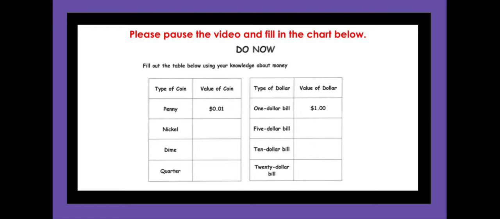A penny is worth 1 cent. So we put a dollar sign with a zero, a decimal point, and a 0 and a 1 to represent 1 cent or a penny. So I want you to pause the video and fill in the chart below.